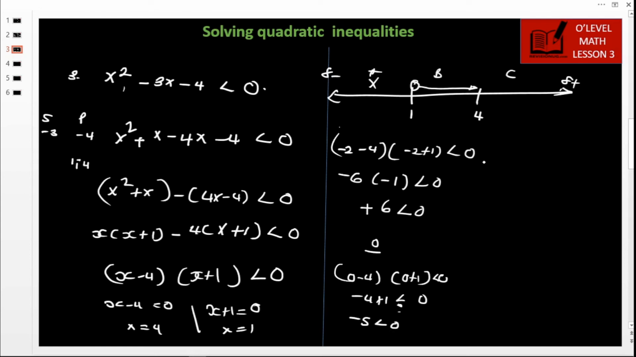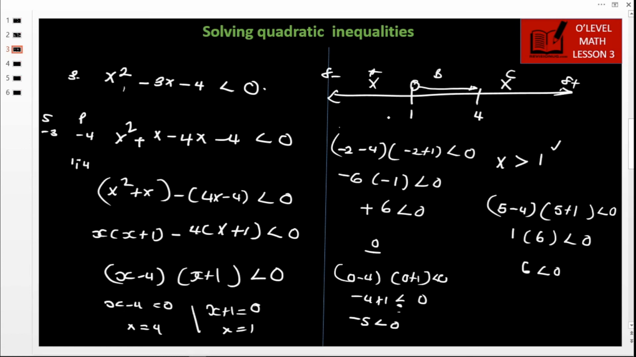Now let us look at the numbers which are beyond 4. So let us pick a 5. Then what are we having? 5 minus 4 into 5 plus 1, will it be less than 0? So this is 1 into 6, which is 6. Is 6 less than 0? So this one is not applicable.